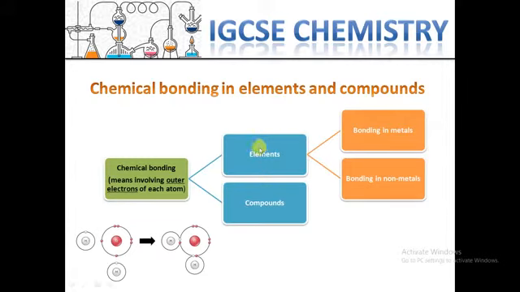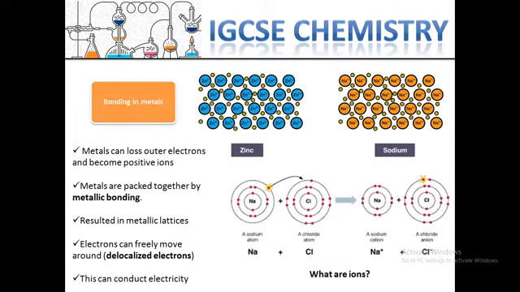The chemical bonds are different between elements and compounds. In elements, elements can be connected to each other when they are metals. If they are metals, we have bonding in metals. If the elements consist of non-metals, we have another type of bond. Next slide, I will explain to you about bonding in metals.